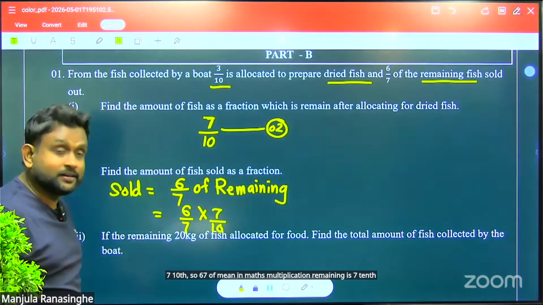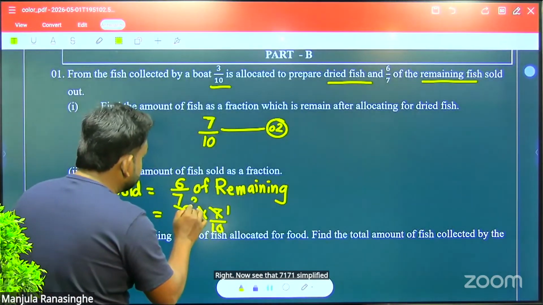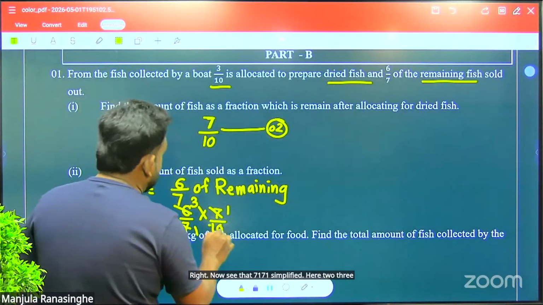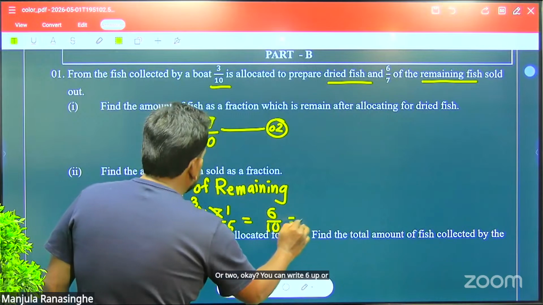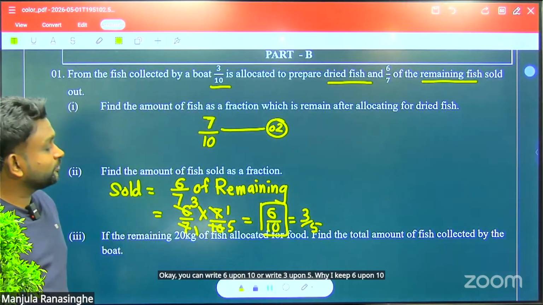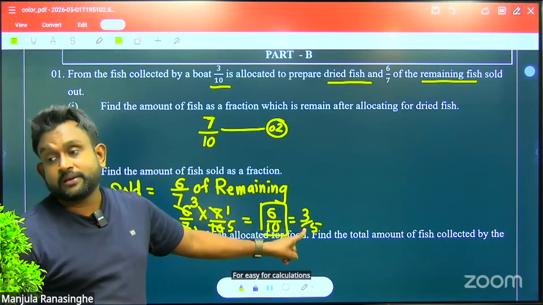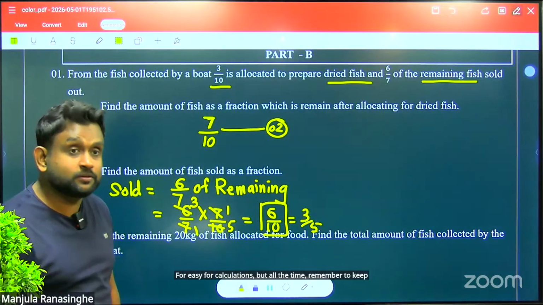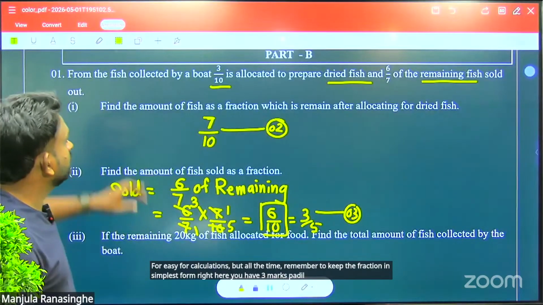Right. Now see that 7 and 7 simplified. Here 2, 3 or 2, 5. Okay, you can write 6 upon 10 or write 3 upon 5. Why do I keep 6 upon 10? It is also easy for calculations, but all the time remember to keep the fraction in simplest form. Right, here you have 3 marks.